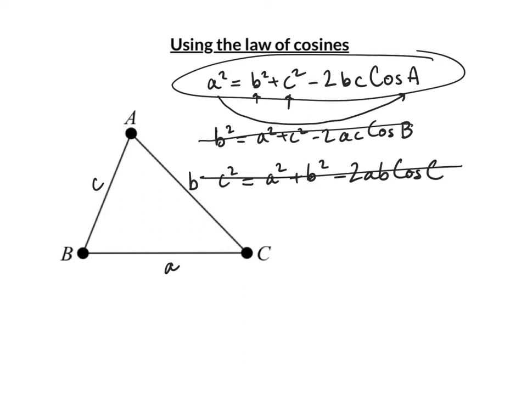So it starts off like Pythagorean theorem, a squared equals b squared plus c squared, minus 2bc, those are the lengths right here, b and c, and cosine of A, the angle opposite the side you start with. Now this works in any triangle. It does not need to be a right triangle.